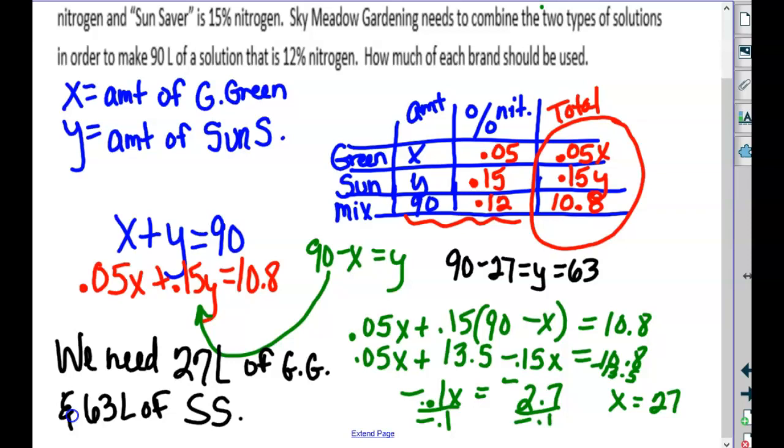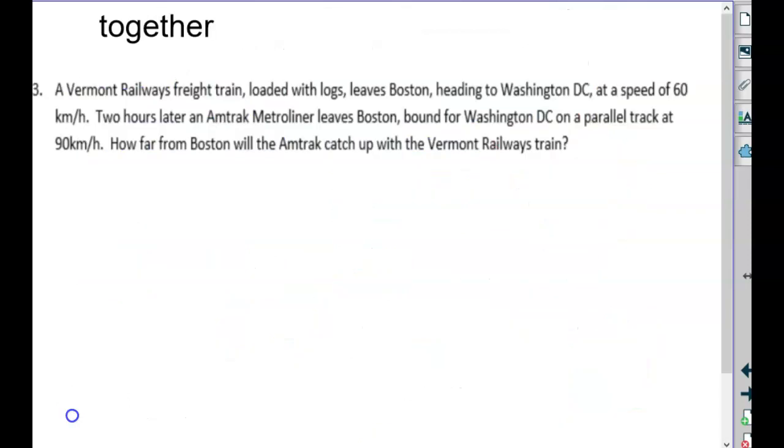What's the next one look like? Vermont Railways freight train. Oh, we have a distance time rate question or something? Yeah, it's maybe 2 hours later. Okay. A Vermont Railways freight train loaded with logs leaves Boston heading to DC at a speed of 60 kilometers per hour. 2 hours later, an Amtrak Metroliner leaves Boston headed for DC on a parallel track at 90 kilometers per hour. How far from Boston will the Amtrak train catch up with the Vermont Railways train?